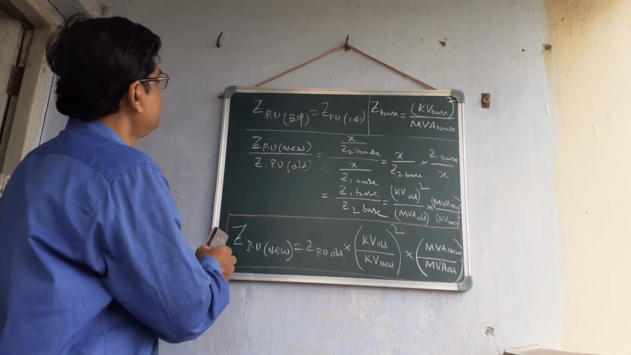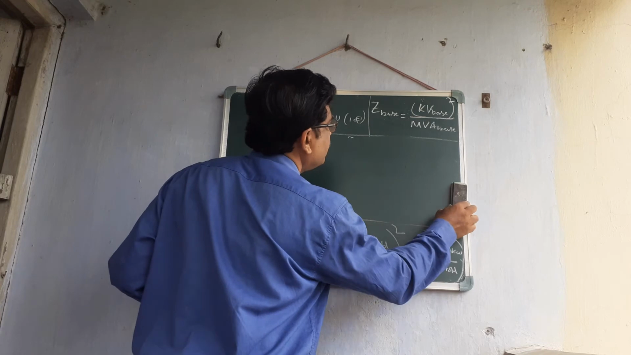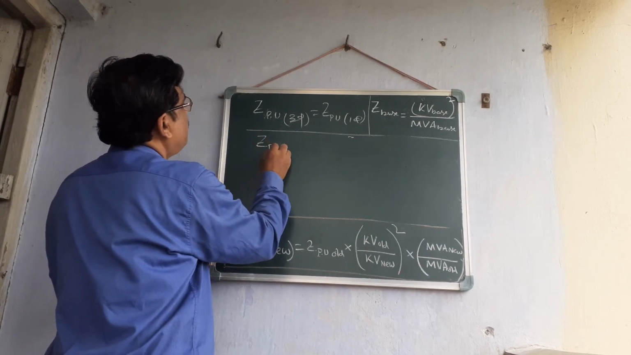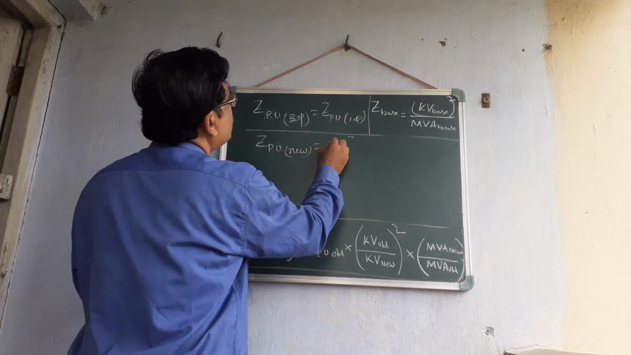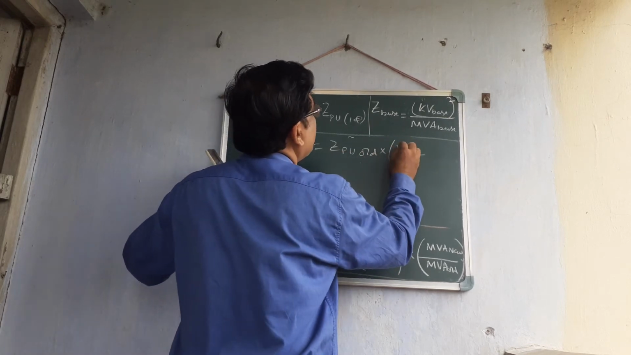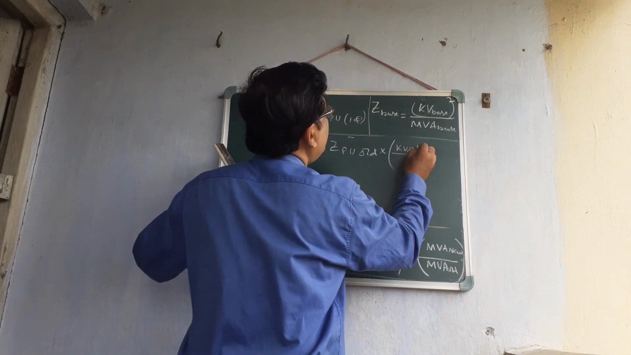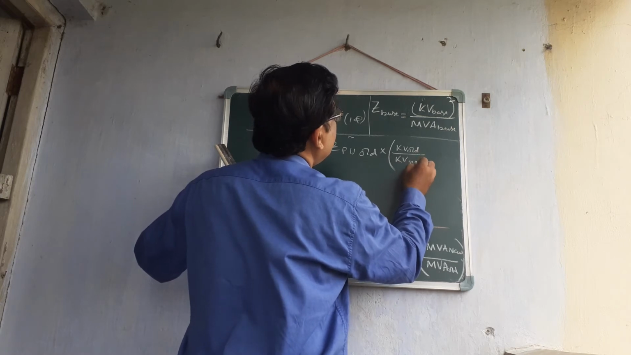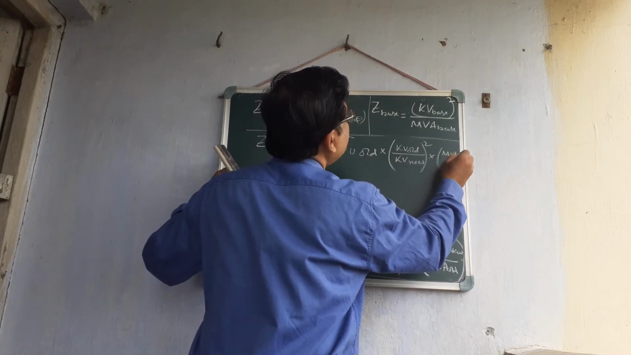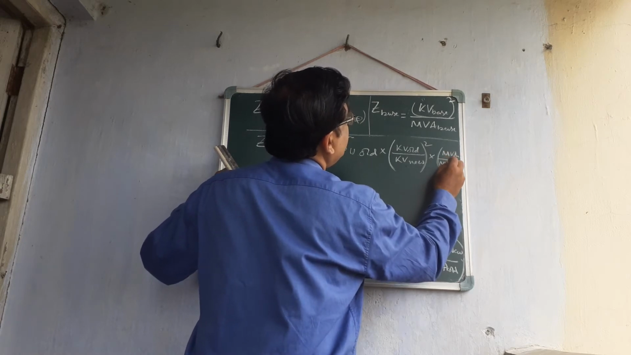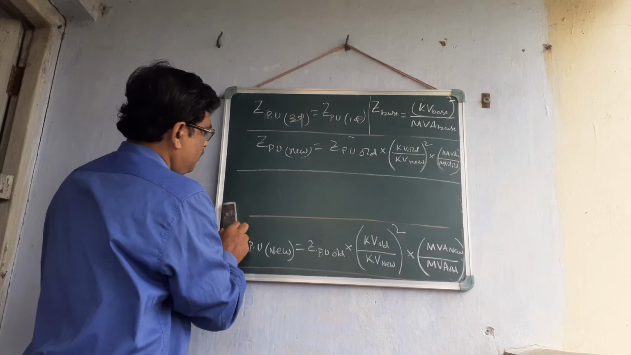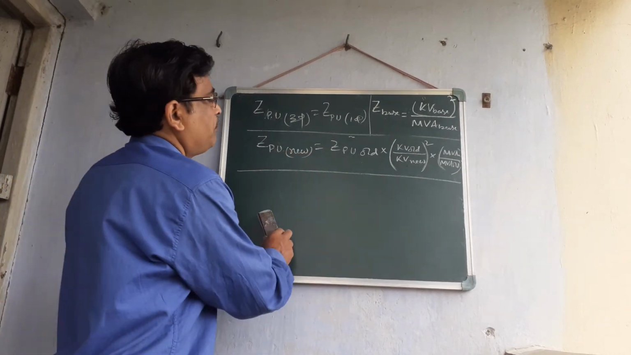So this is derived. Z per unit new equals Z per unit old into kV old by kV new, square, into MVA new divided by MVA old. From this we have concluded.